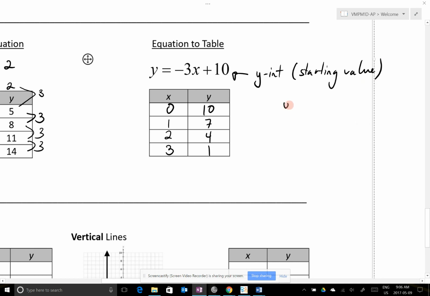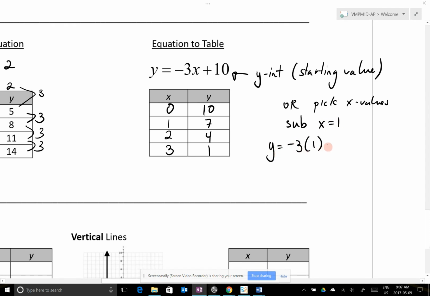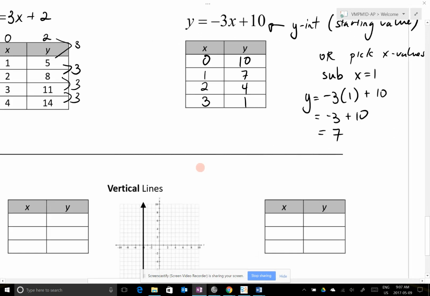Okay. Or what you can do is pick x values and substitute them into the equation. So if you pick x equals 1, for example, then you can do y equals negative 3 times 1 plus 10. So negative 3 times 1 is negative 3, plus 10. That gives you 7, right? The 10 take away 3 is 7. Exactly what we have up here. So you can do this a couple of ways.